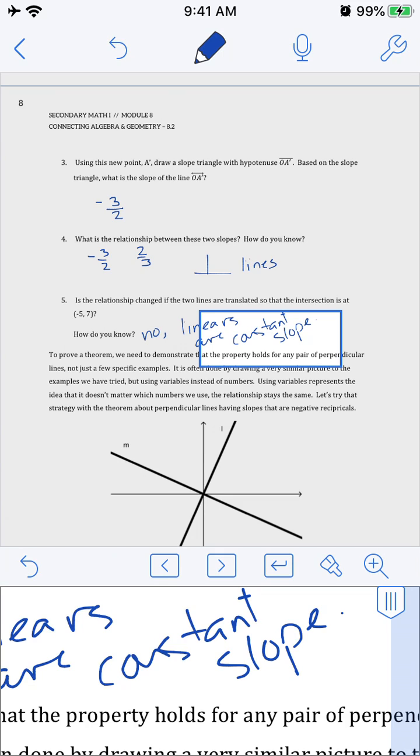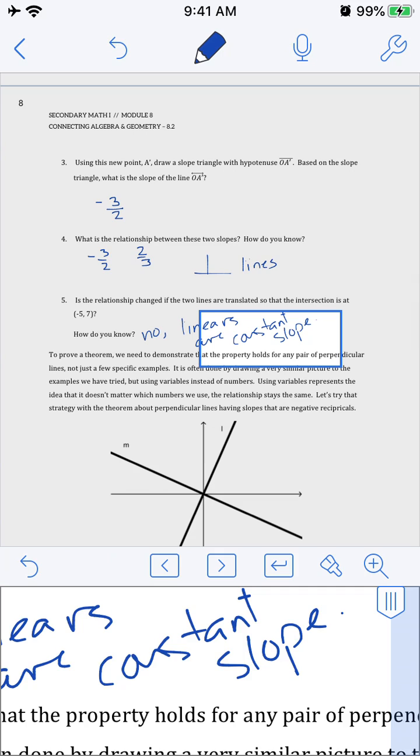Using variables represents the idea that it doesn't matter which numbers we use, the relationship still stays the same. Let's try this strategy with the theory about perpendicular lines having slopes that are negative reciprocals. Same idea, but now there isn't an O and an A, and it's not clearly negative 2/3 or negative 3/2 and positive 2/3. It's going to be more variable. You're going to see this a lot in college, which is really fun.